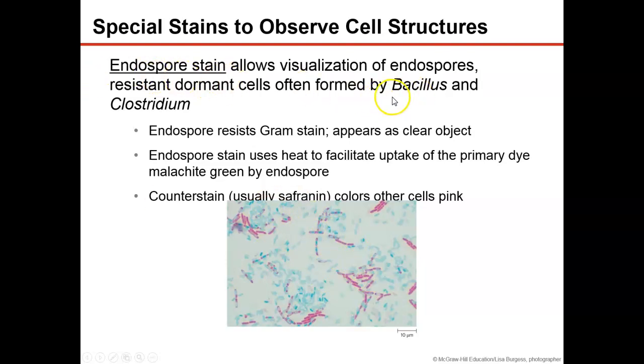Two genera that produce endospores are Bacillus and Clostridium. Clostridium are anaerobic, Bacillus are facultative anaerobes. So they can grow in both oxygen or non-oxygen environments. They prefer oxygen though.